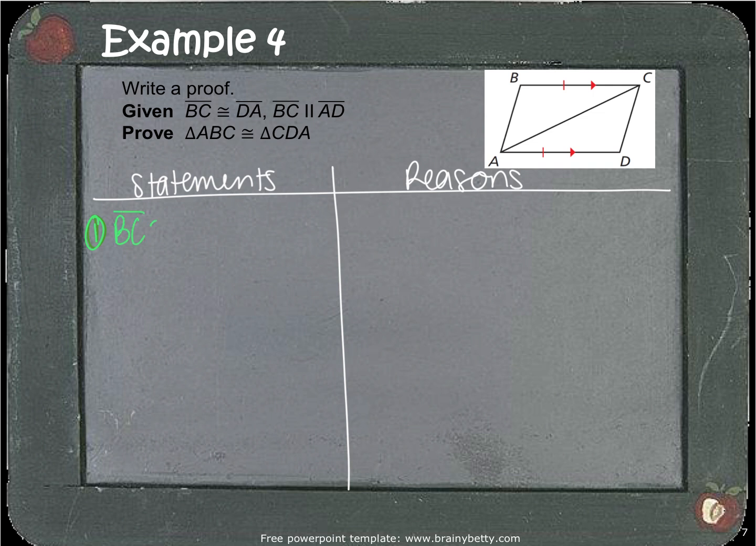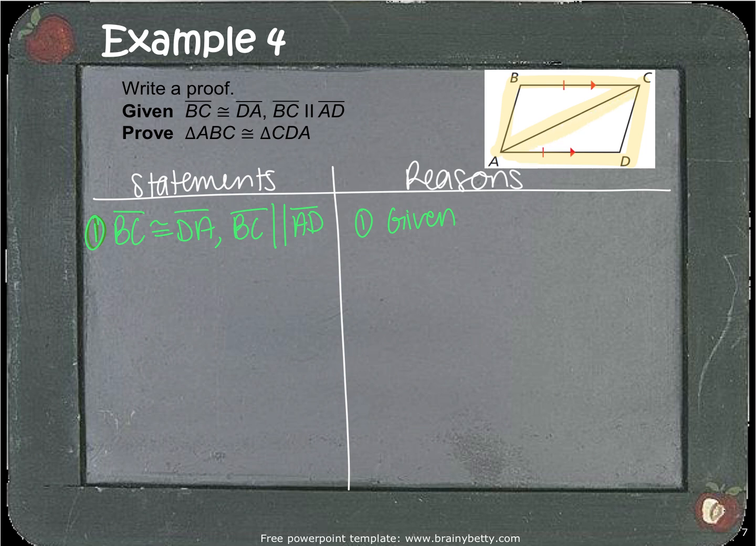BC is congruent to DA. And BC is parallel to AD. And that's given. Is it drawn on my diagram for me? Yes, it is. Okay, so just showing you, here's my congruency marks, here is my parallel symbols. They want me to prove that triangle ABC is congruent to triangle CDA.